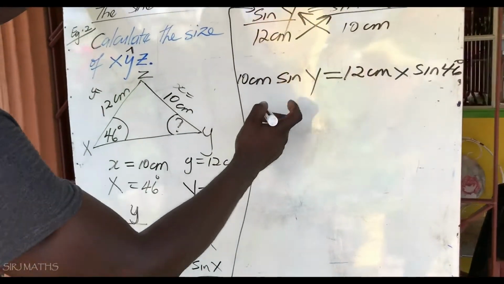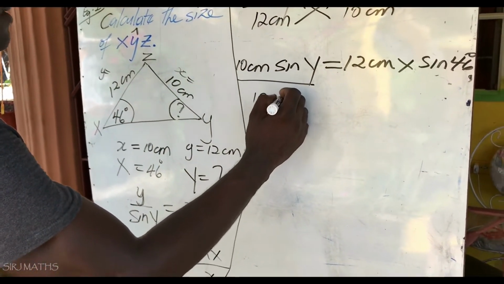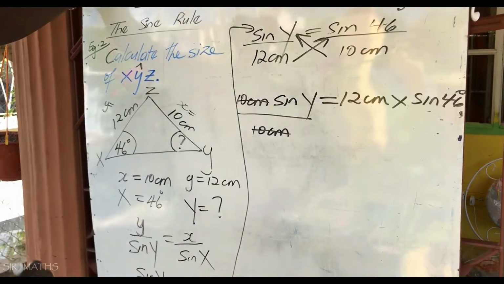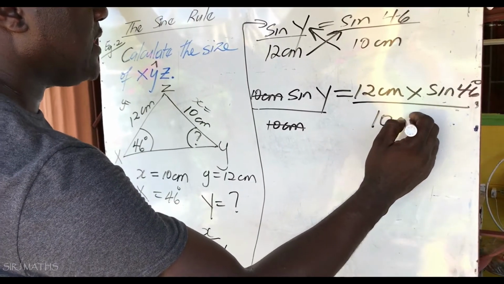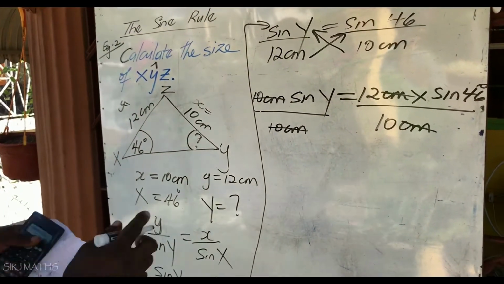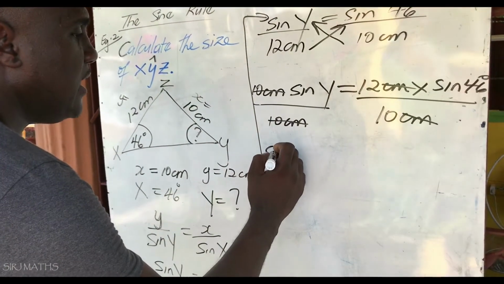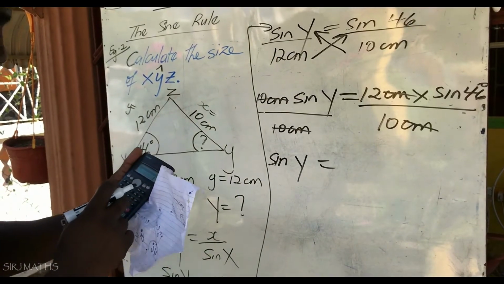Here I want to find sine y. So I'm going to divide this side by 10 centimeters. Whatever we do to one side of the equation must be done to the other side. I divide this by 10 centimeters. And so I take my calculator. I have sine y equals, now sine of 46 degrees.